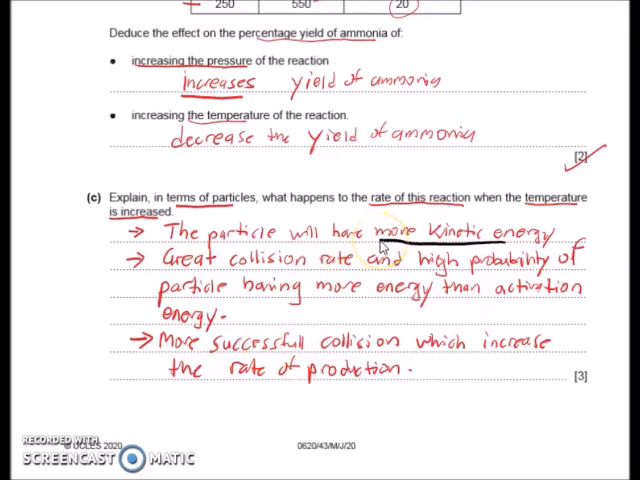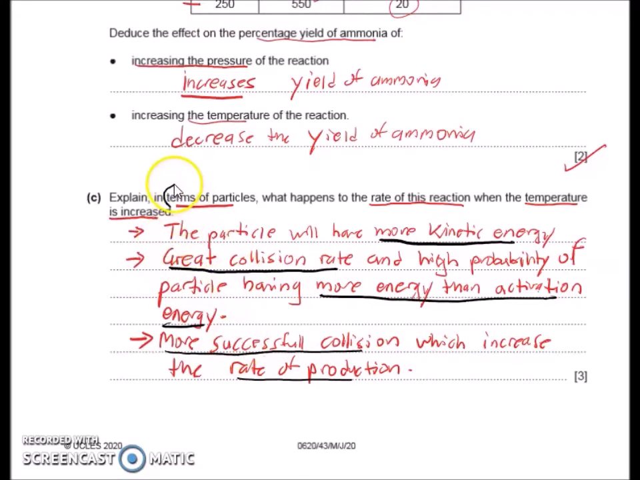Firstly, they have more kinetic energy, and second, you have a greater collision rate and a high probability of particles having more energy than activation energy. You will have more successful collisions, which increase the rate of production. Okay, this is how you explain in terms of particles. For a reaction to happen, you need firstly the orientation of the atoms and also the activation energy. So we have to mention it all over here for 3 marks. Okay, we move on to the next question.